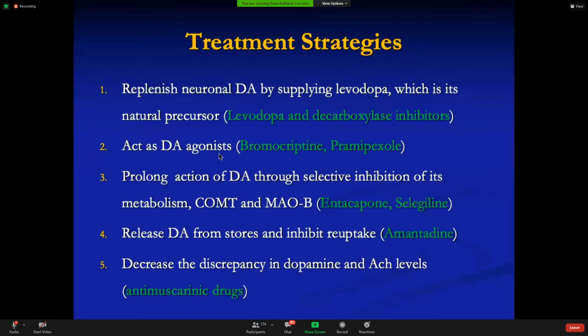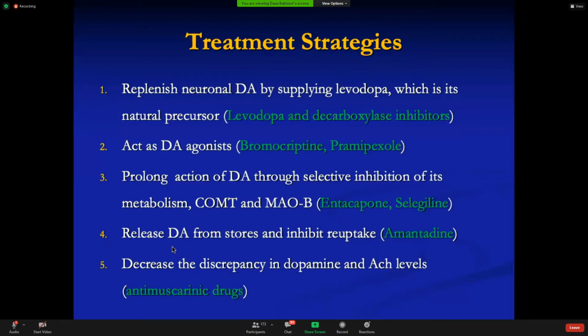Act as a dopaminergic agonist, which is bromocriptine and, why am I not pronouncing it well, pramipexole. Let me tell you, one of them is ergot, one non-ergot. The ergot one is bromocriptine. Prolonged action of dopamine through selective inhibition of its metabolism, the COMT and MAO-B. We're talking MAO-B and not MAO-A. I hope you still remember the MAO-A, where we have entacapone and selegiline.